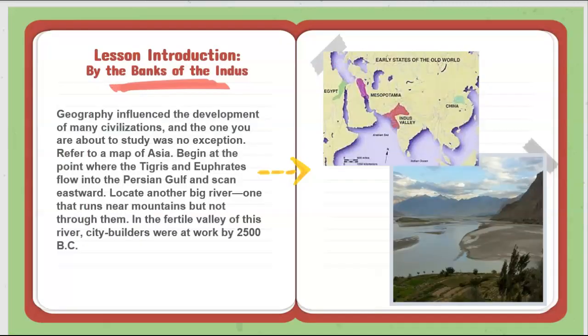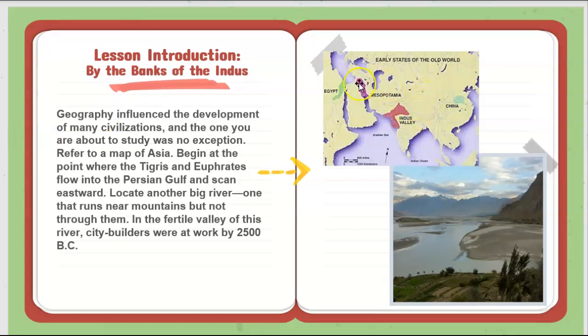Introduction: by the banks of the Indus. Geography influenced the development of many civilizations, and the one you are about to study was no exception. Refer to a map of Asia. Begin at the point where the Tigris and the Euphrates flow into the Persian Gulf and scan eastward. Locate another big river, one that runs near mountains but not through them. In the fertile valley of this river, city builders were at work by 2500 BC.